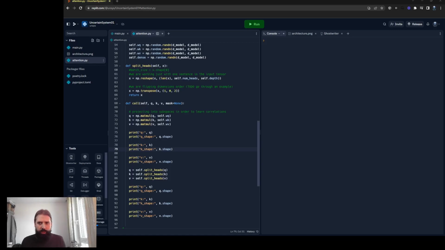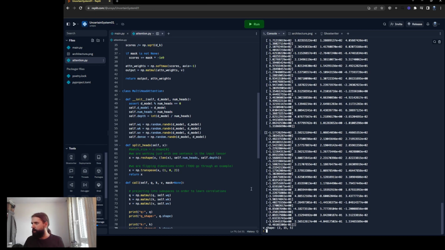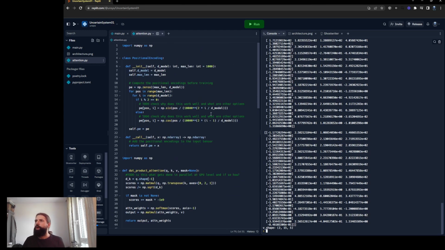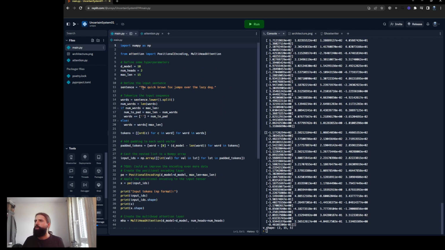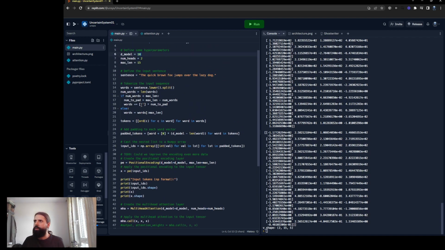Okay, so where are we? Let's run this. Cool. So let's recap that. We have this word with 1, 2, 3, 4, 5, 6, 7, 8, 9, but it's a D model 10, max length 15. So D model 10, right? That's the dimension depth for each token representation. And we've got it basically split into two heads. Okay, so that's what we got last time.